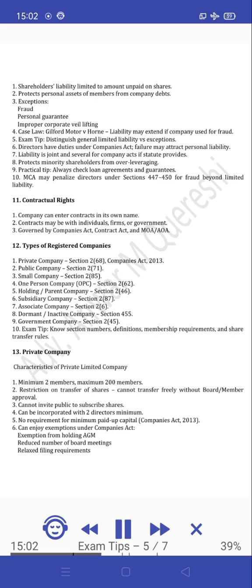11. Contractual rights. 1. Company can enter contracts in its own name. 2. Contracts may be with individuals, firms, or government. 3. Governed by Companies Act, Contract Act, and MOA, AOA.